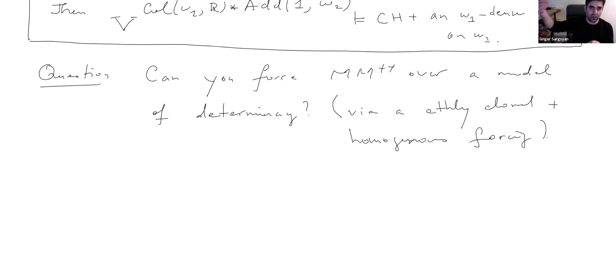If you try the usual method of forcing MM plus plus, that always makes the theta of the university bear says less than omega-3. It's a theorem of Woodin, so you can never get star plus that way. Right, so there's no hope in the usual way of forcing MM plus plus. This is the only way.